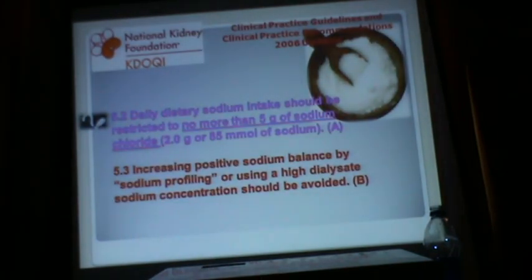The last slide in my talk is just to remind you of the updated National Kidney Foundation guidelines. Daily dietary sodium intake should be restricted to no more than 5 grams of sodium chloride, the salt, which is equal to less than 2 grams of sodium per day. Another statement which is concerned with our subject also: increasing the dose of sodium balance by sodium profiling or using a high dialysate sodium concentration should be avoided. Thank you.